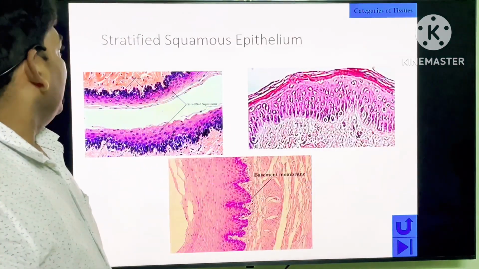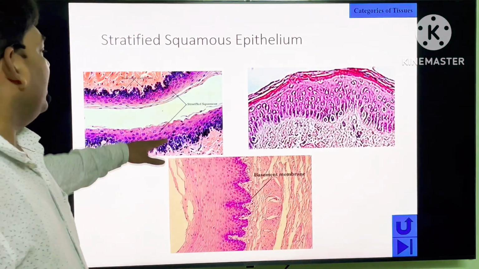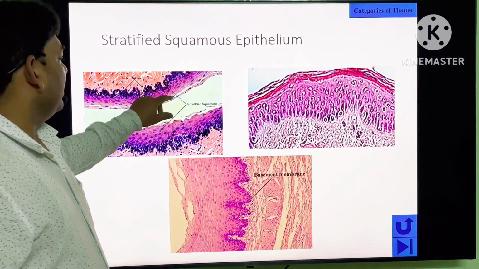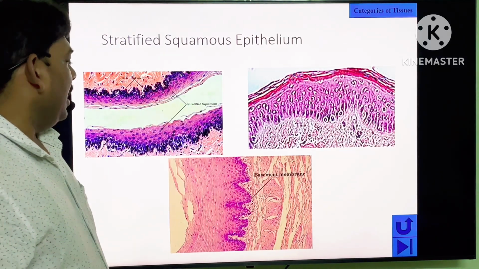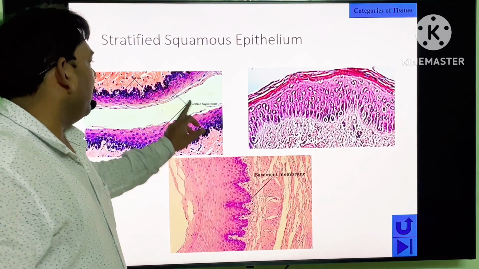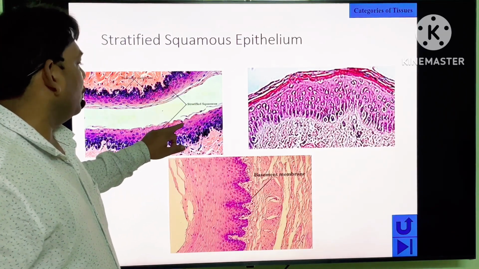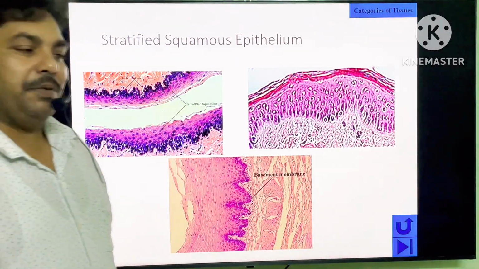Next, stratified epithelium is also present. It has a base membrane, and after the base membrane is the stratified squamous epithelial tissue.